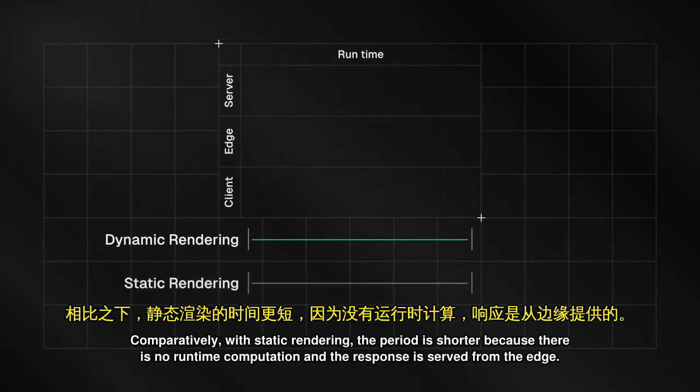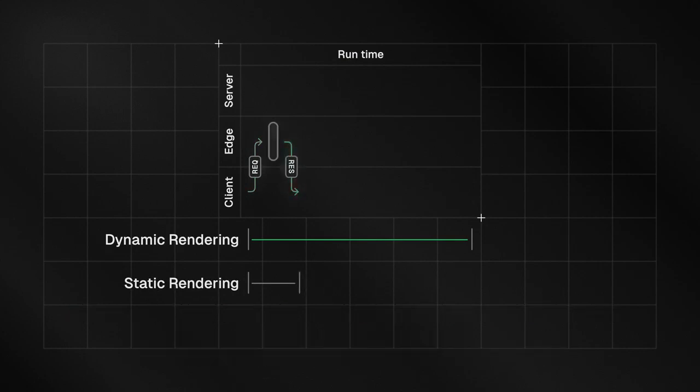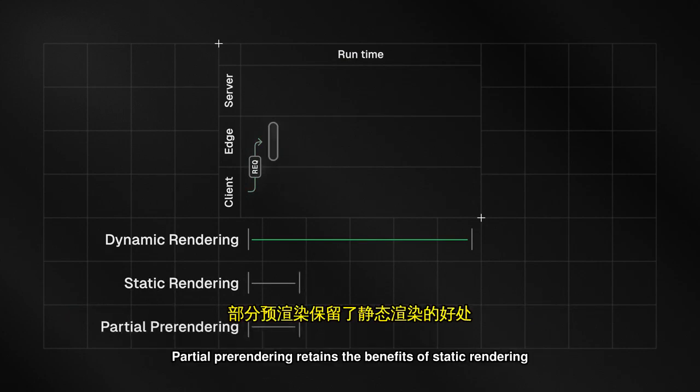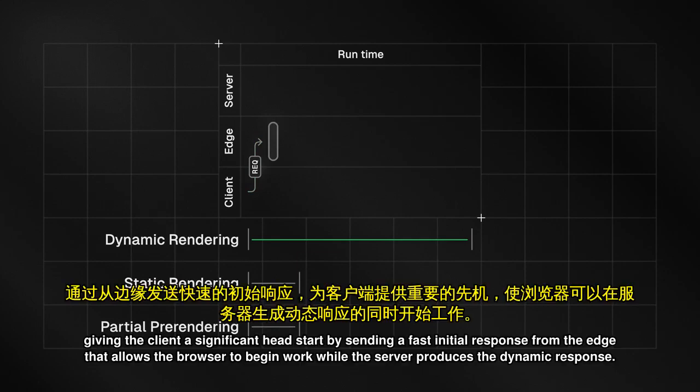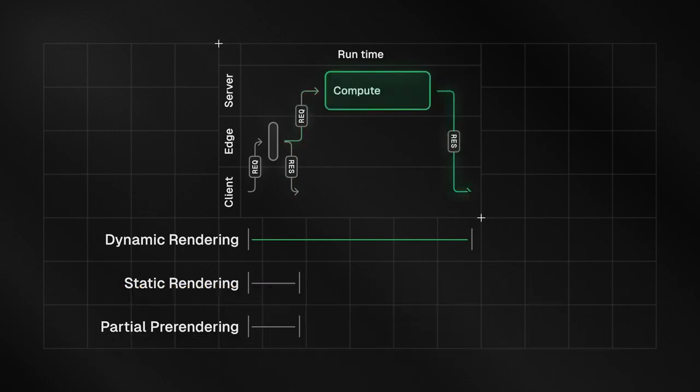Comparatively, with static rendering, the period is shorter because there is no runtime computation and the response is served from the edge. Partial pre-rendering retains the benefits of static rendering, giving the client a significant head start by sending a fast initial response from the edge that allows the browser to begin work while the server produces the dynamic response.